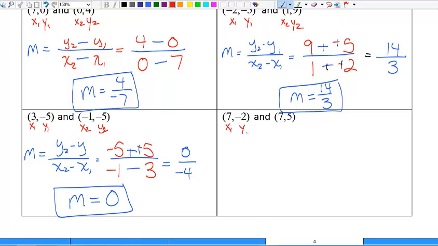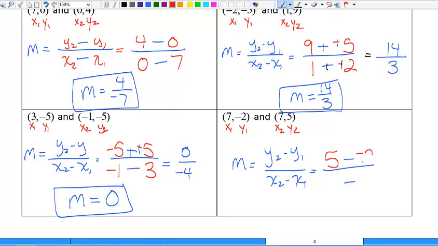So, last example here. y2, which is 5, minus, the blue minus because there's a minus in the formula, y1, which happens to be negative 2. x2, which is 7, the blue minus because there's a minus already in the formula, x1, which happens to be 7. So when I simplify, I add a line, change the sign, that gets me 7 over 0.